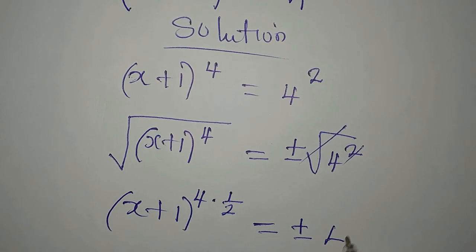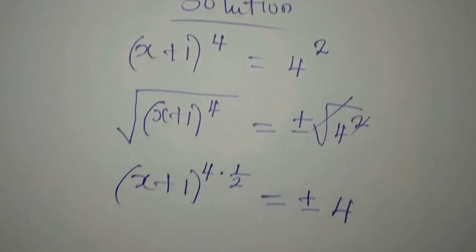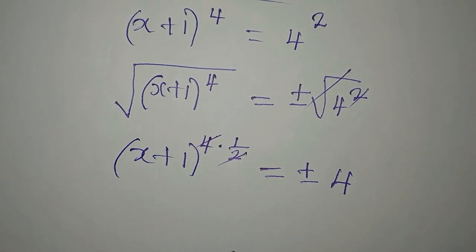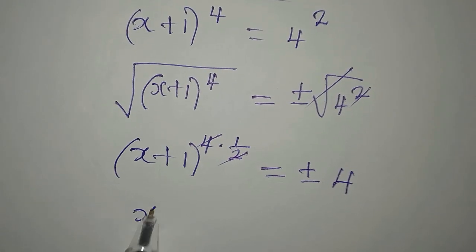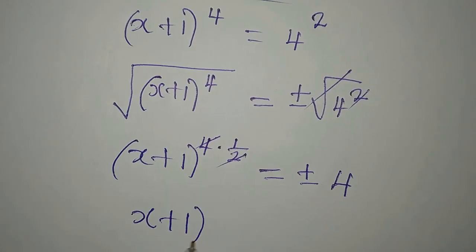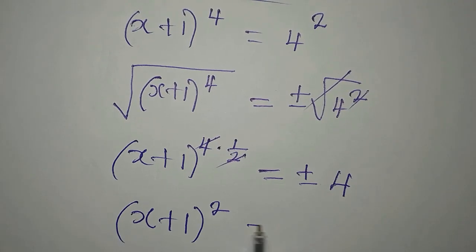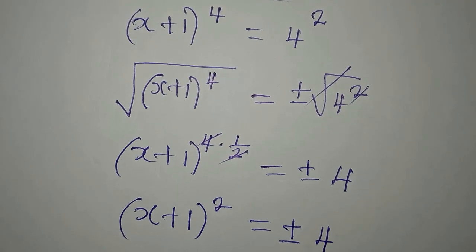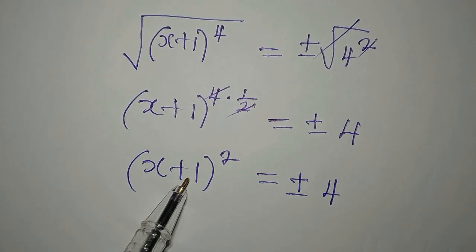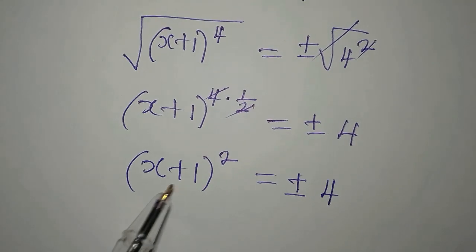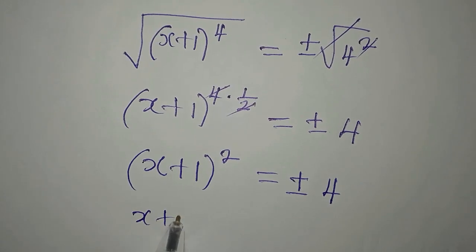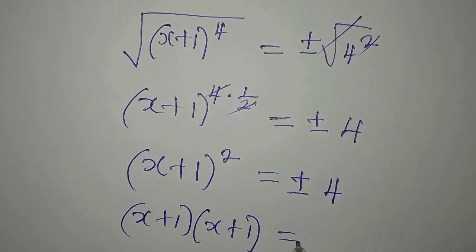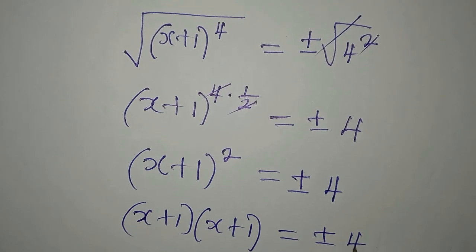So here we have 4. Now 2 will go into that. We have 2. So we're going to get (x + 1)^2 equals plus or minus 4. Now we can expand this. Okay, we can expand this. x + 1 is in two places, and that's equal to plus or minus 4.